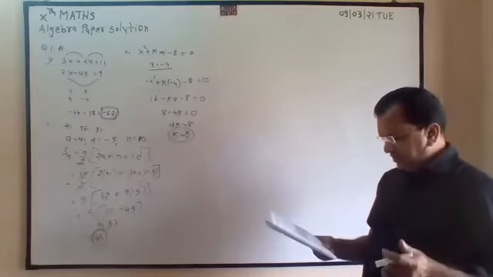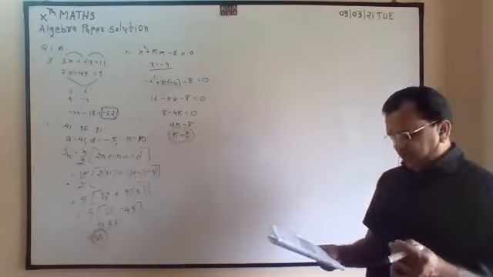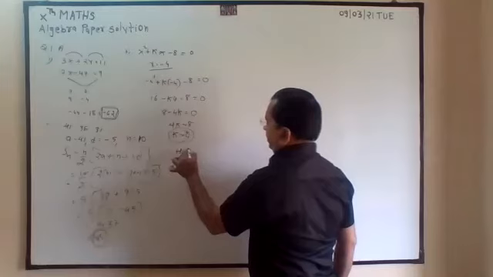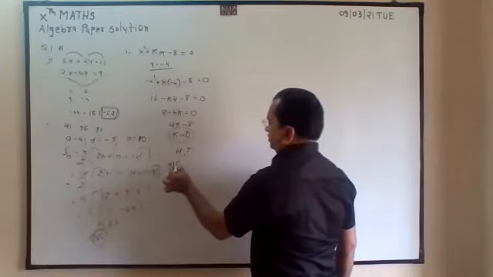What is the number of sample points when a single coin is tossed? So it is H and T, but they have asked for the number.